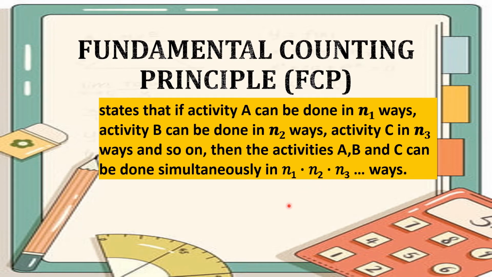So, ibig sabihin, kailangan mo lang i-identify kung ilang ways ang bawat independent event sa isang situation, and then multiply mo lang lahat yon para malaman mo kung ilang total number of possible ways can it be done simultaneously. Yun ang ibig sabihin ng ating fundamental counting principles. Let's try to have this problem.